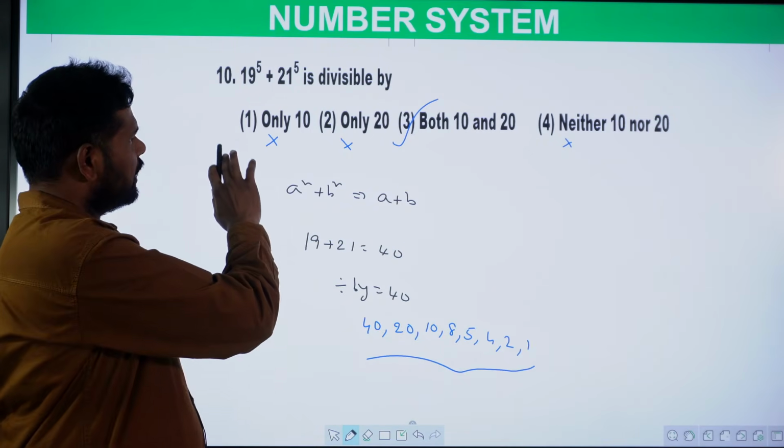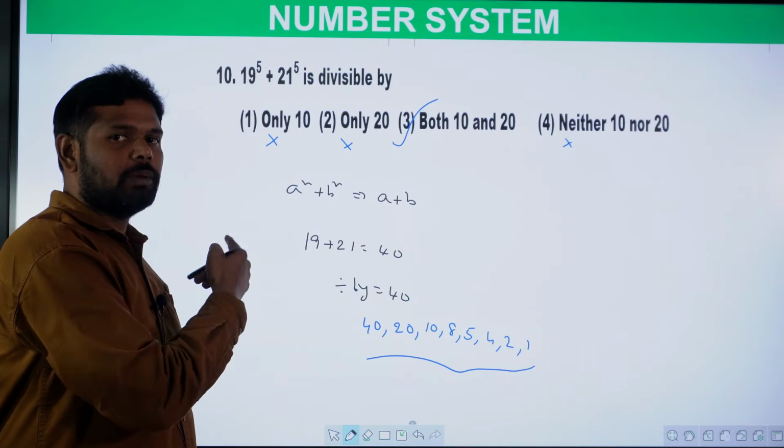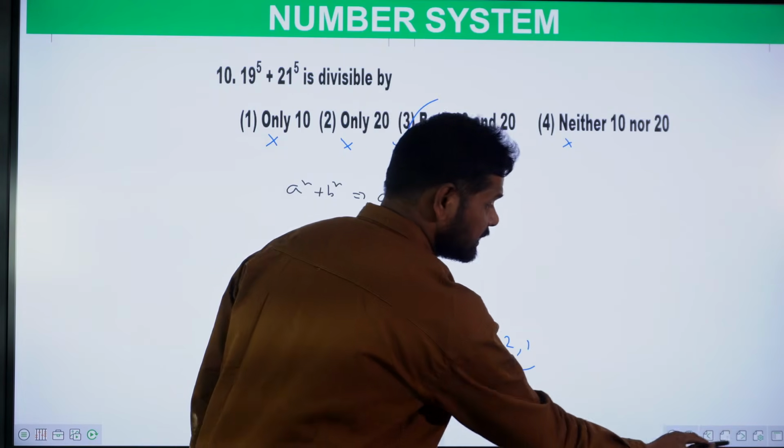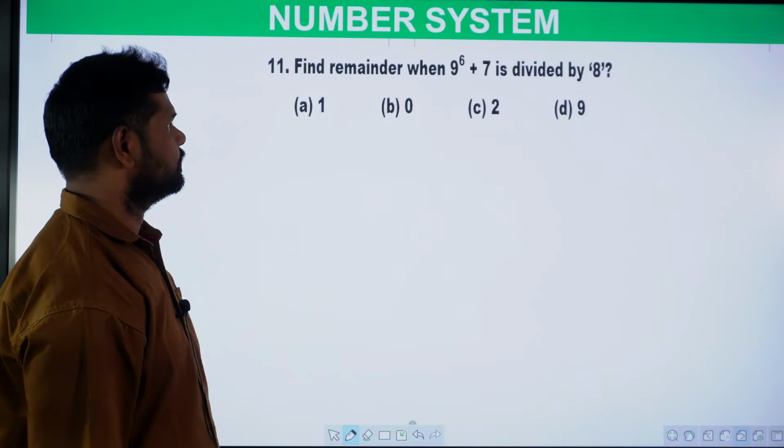That's it. A power n plus b power n is always divisible by a plus b if n is odd, that is important.